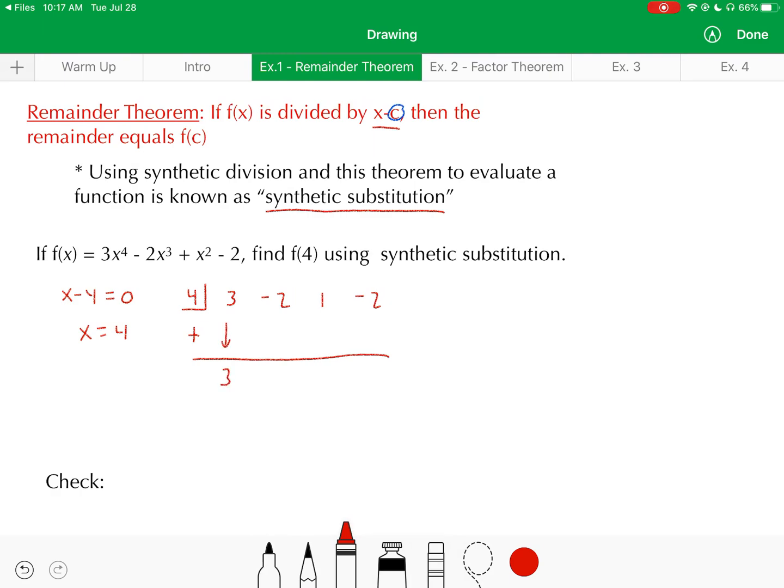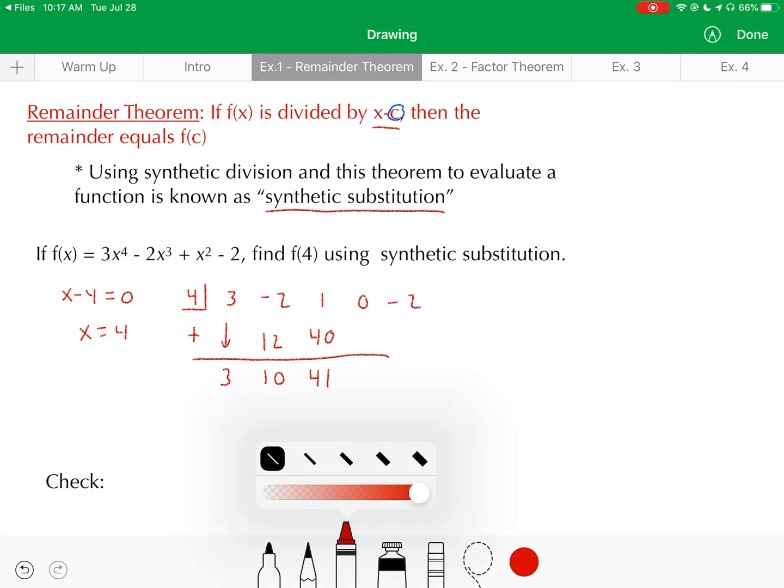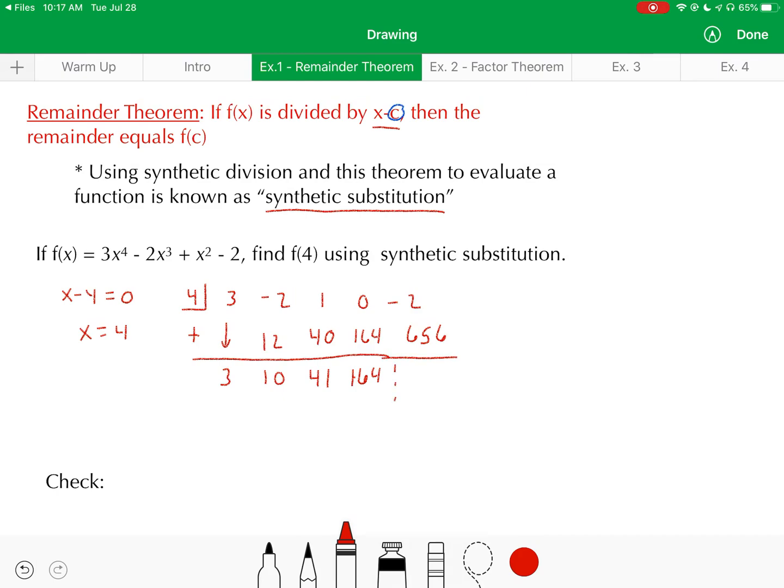So I bring this 3 down. 3 times 4 is 12. Negative 2 plus 12 is 10. 10 times 4 is 40. 40 plus 1 is 41. I skipped that, I need a placeholder in here, sorry. And then 41 times 4 is 164. And 164 times 4 is 656. And negative 2 plus 656 is equal to 654, okay?